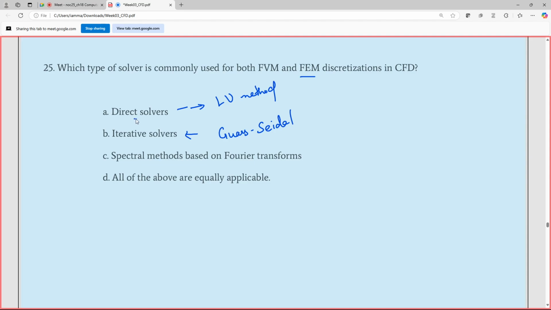These direct solvers are more accurate, but they are more computationally expensive, and there will be some order of limitations. They can be used for small scale CFD, but iterative solvers are mostly preferred for CFD using finite volume or finite element method. So the answer is option B, iterative solvers.